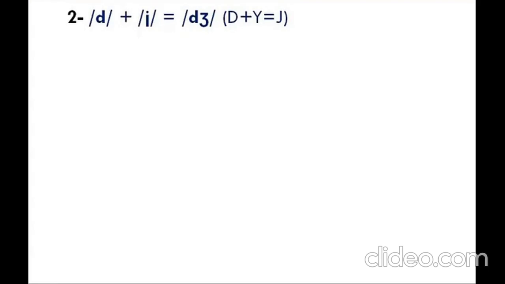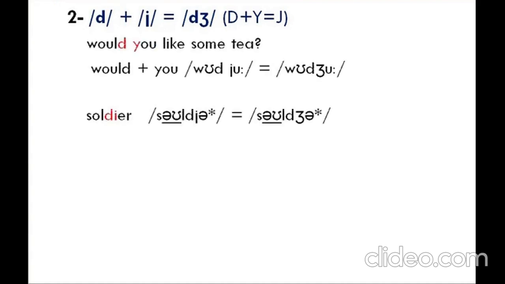Similarly, when the sound d comes face to face with the sound y together, we find that we get a new sound j. For example, would you like some tea? Would you like some tea? Now here we have two words, would and you, where the last sound of would is d and the first sound of you is y, and they combine to give us a new sound j. Would you like some tea?